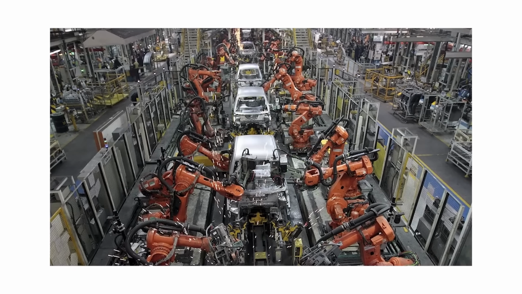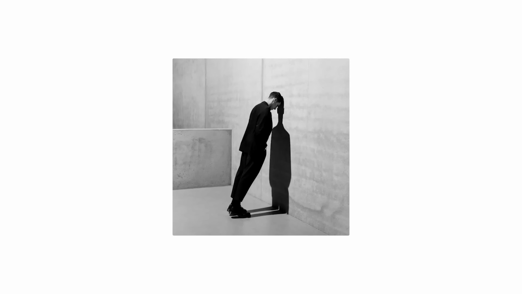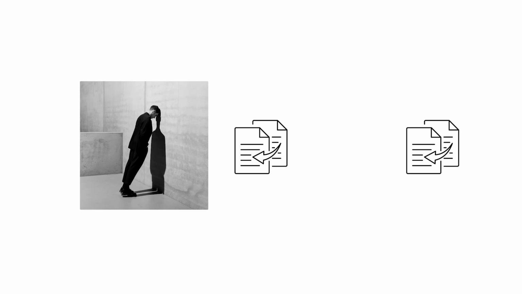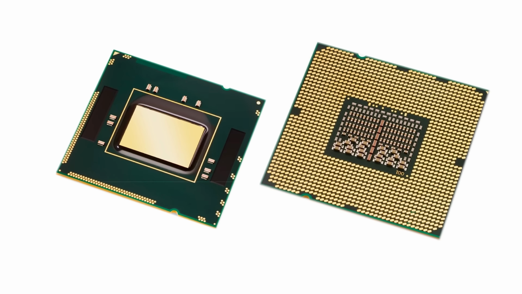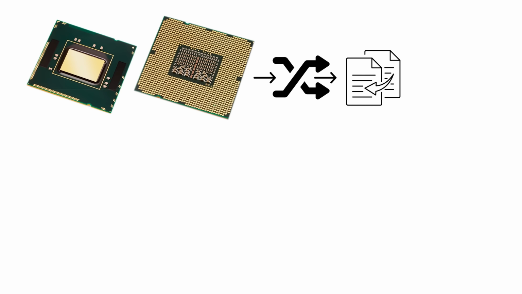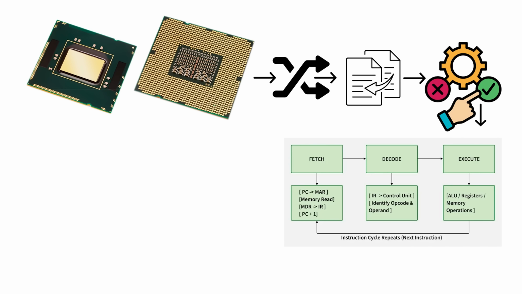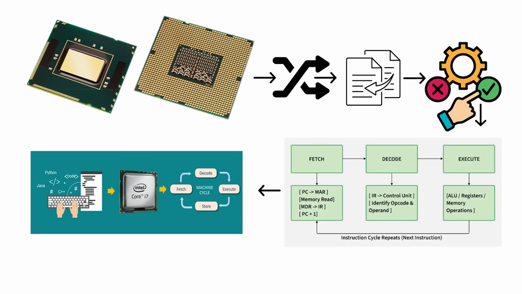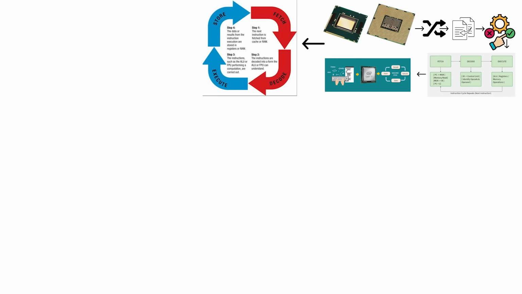Pipelining is like an assembly line in a factory. Instead of waiting for one instruction to completely finish before starting the next one, modern CPUs overlap the steps. While one instruction is in the execute phase, another instruction is being decoded, and a third instruction is being fetched. All 3 steps happen simultaneously, but on different instructions.